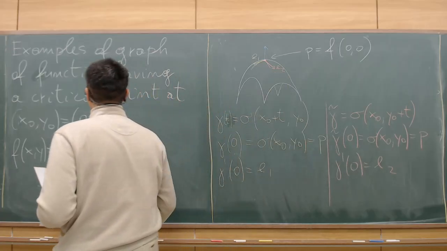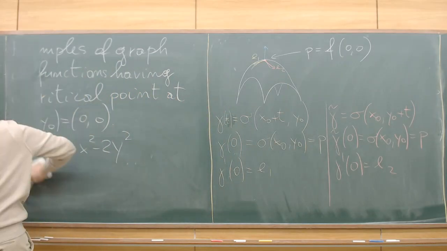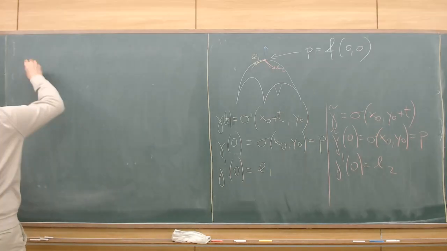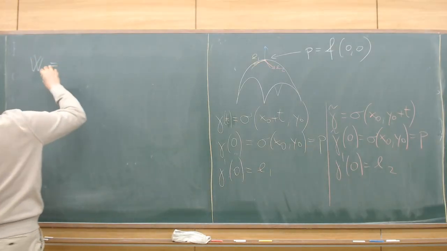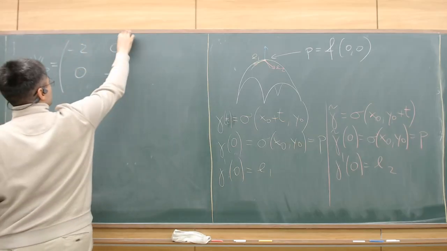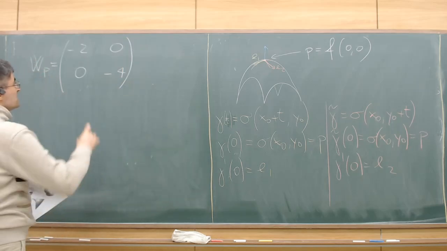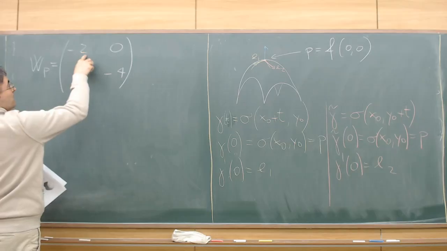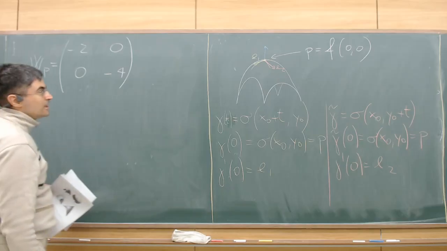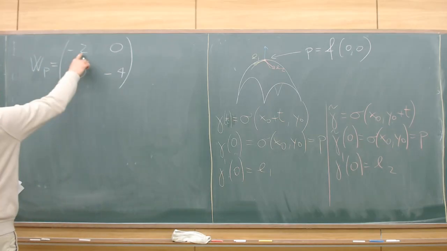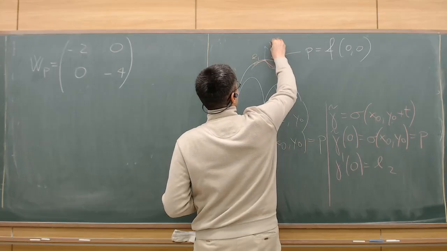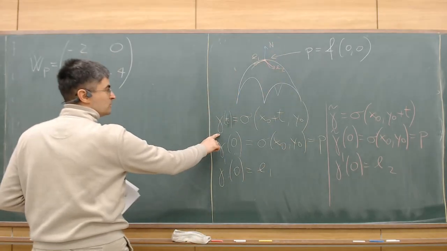Now, what is the matrix W_P for this graph? It is given by W_P equal negative 2, 0, 0, minus 4. And as you see, it is a diagonal matrix with negative entries on the diagonal. Let's try to associate the sign of the entries of the diagonal to the behavior of the normal vector along these two curves.